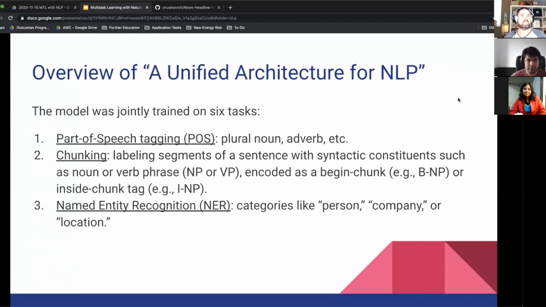It was trained on chunking, which is labeling segments of a sentence with syntactic constituents, such as noun or verb phrase, and the words within them were encoded as beginning chunks, like beginning noun phrase, or inside chunks, like inside noun phrase for the subsequent ones. And then it's trained on named entity recognition, including categories like person, company, or location.